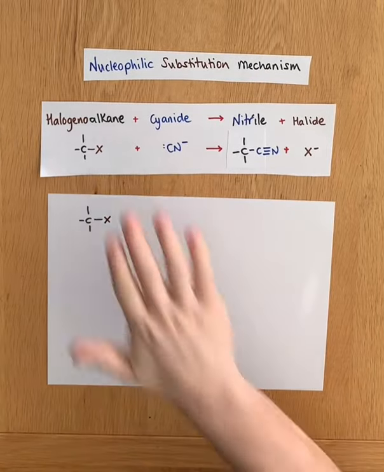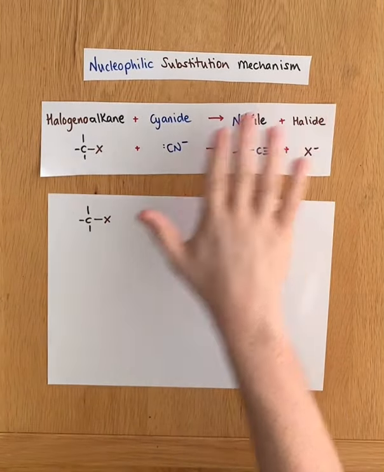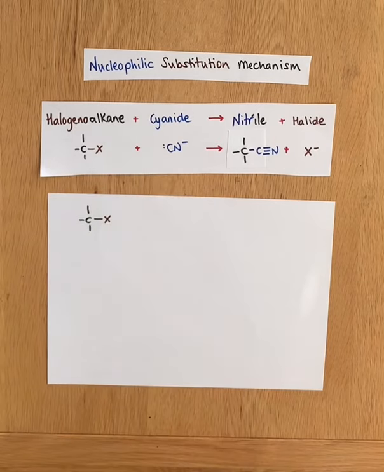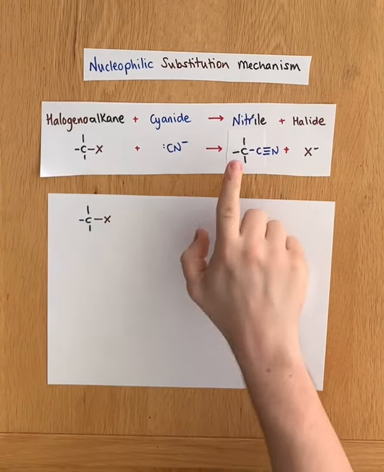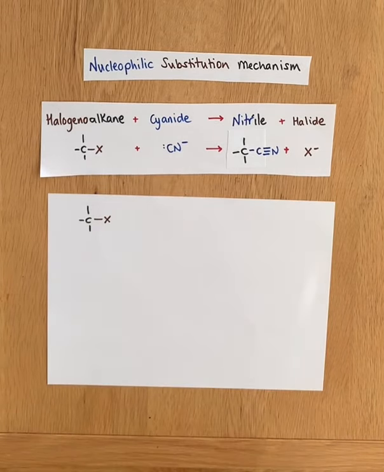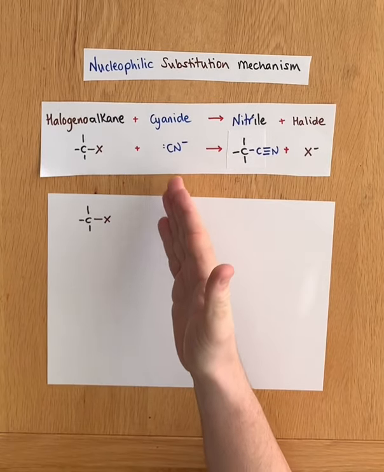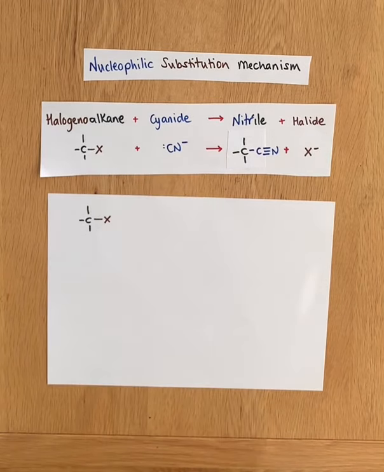In this video, we'll look at the nucleophilic substitution mechanism for the reaction between a halogenoalkane and cyanide ions to produce a nitrile and a halide ion. The reagent and conditions would be potassium cyanide dissolved in ethanol.